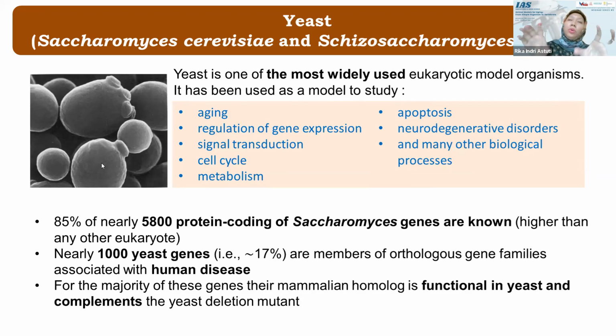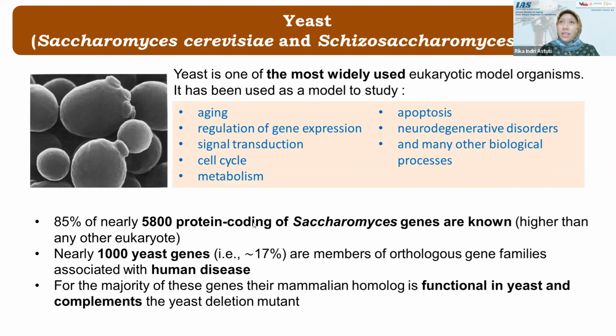So they do binary fission, just like a mammalian cell. These two are used nowadays to study cellular phenomena, including aging. You can see here a number of studies, such as aging, regulation of gene expression, signal transduction, cell cycle, apoptosis, and even neurodegenerative disorders can be studied using this system.